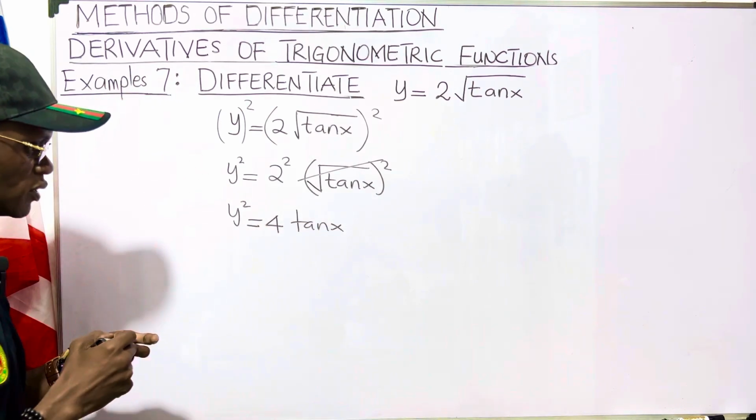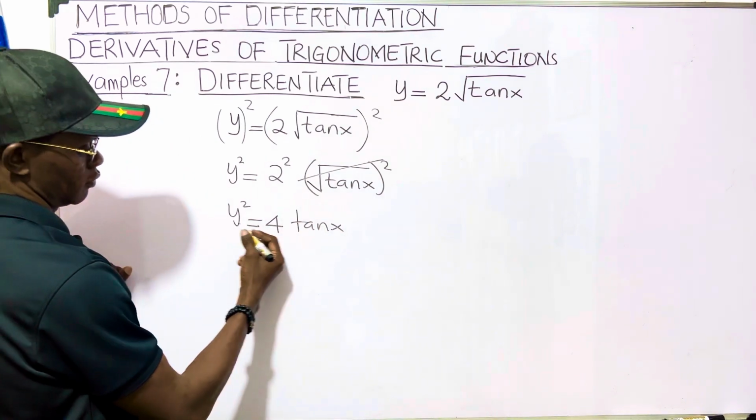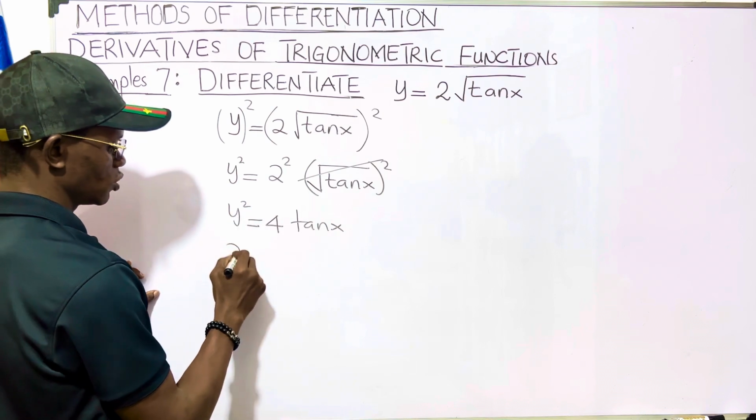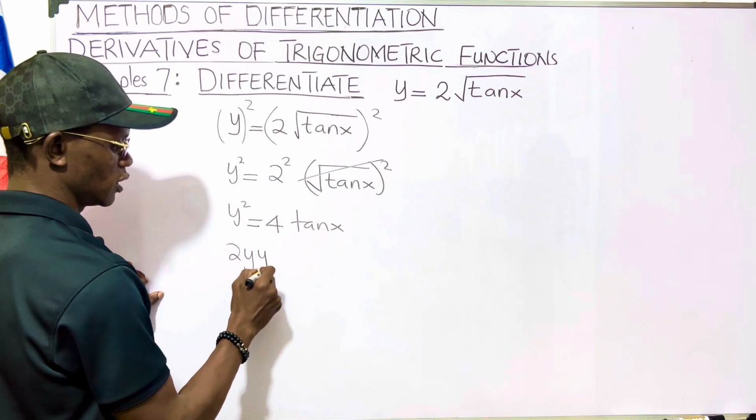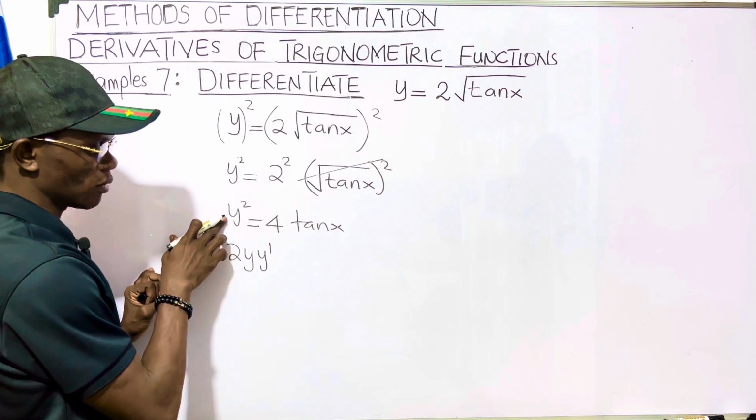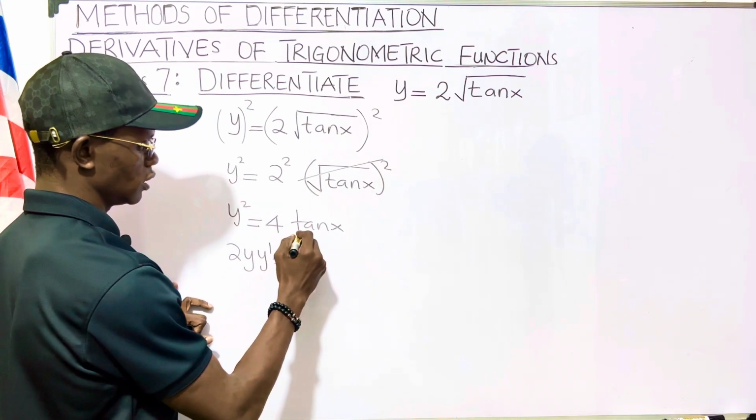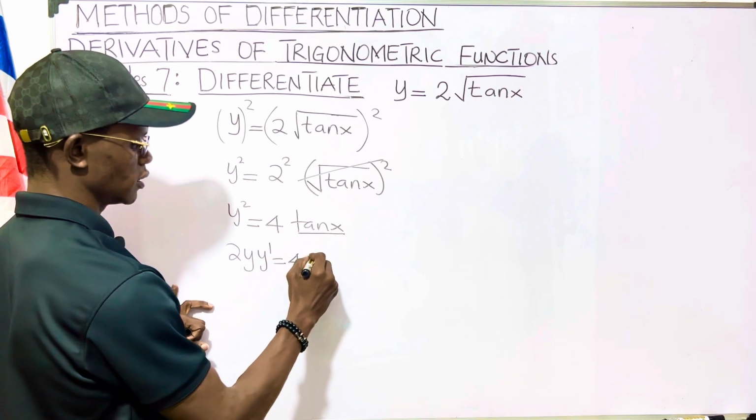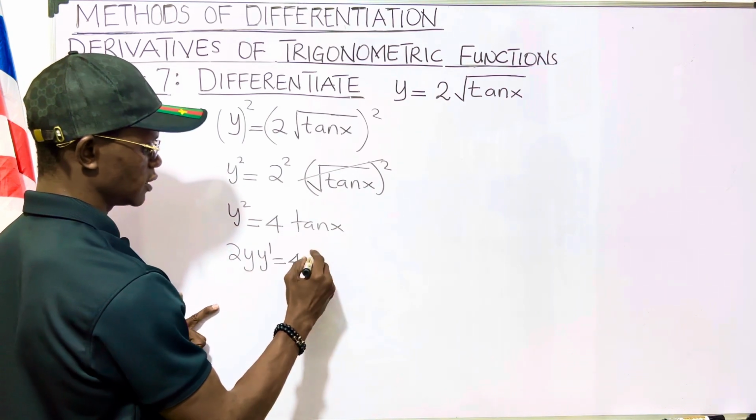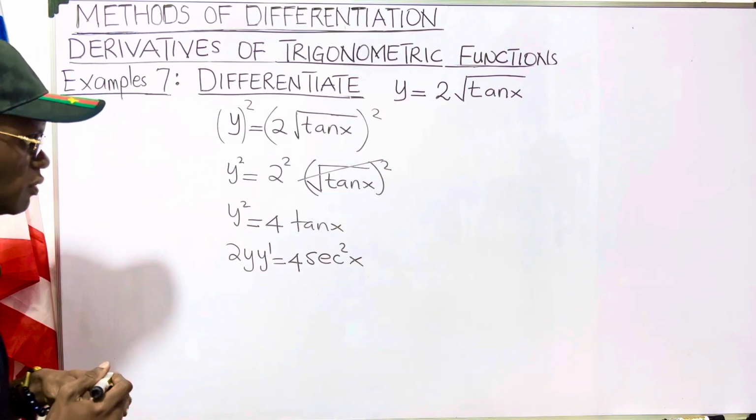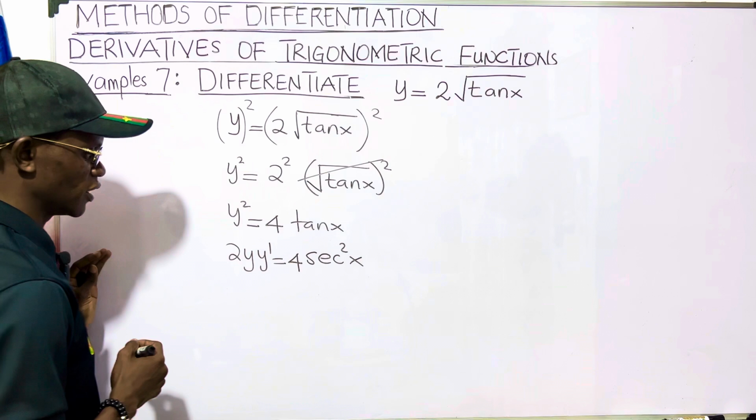Now we can find the derivative of y squared equals 4 tangent of x. So the derivative of y squared is 2y, then we attach y prime because y is the name of the function, and then equals, we hold the 4, we differentiate tangent, we get secant squared x. Now let's just simplify the problem.